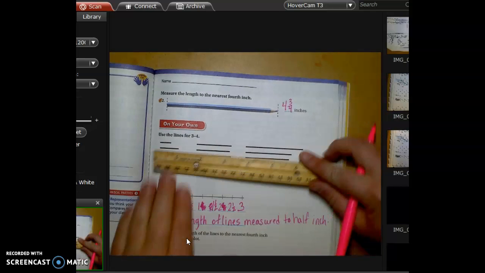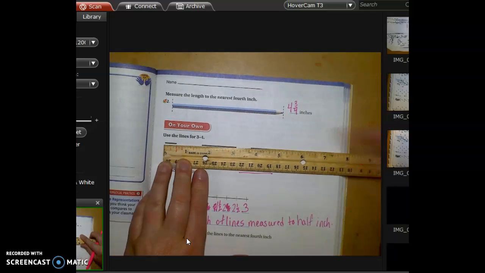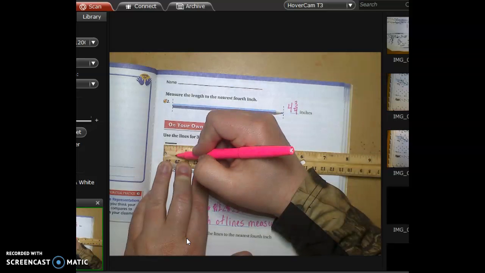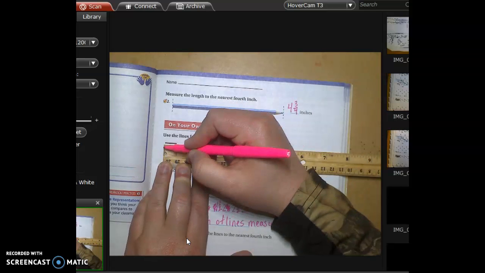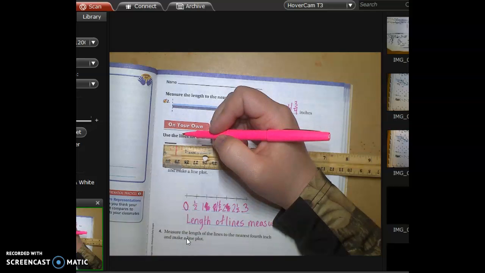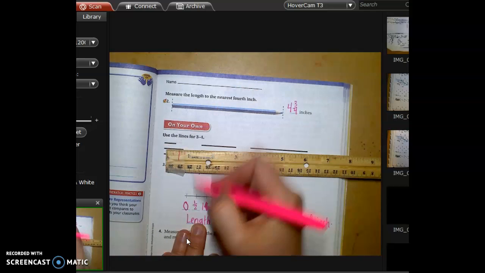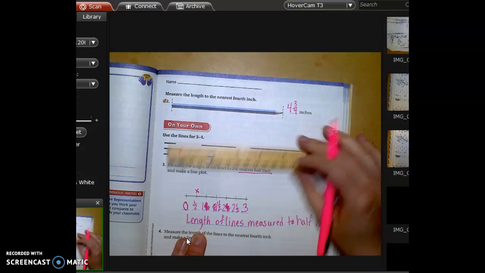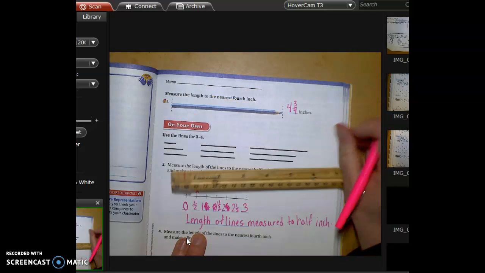So let's start with this first line. If we line it up, we can see it goes halfway. So it's 1/2. So I'm going to go here to the 1/2, and I'm going to put an X above it because there was one line at 1/2. Now I'm going to go to the next line.